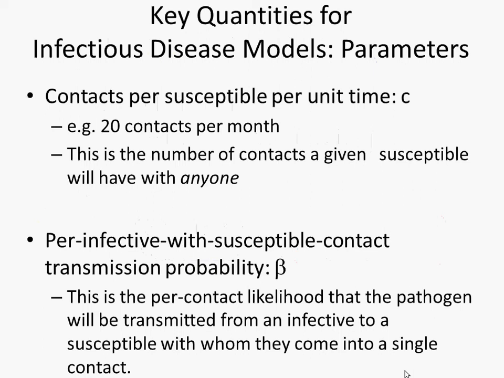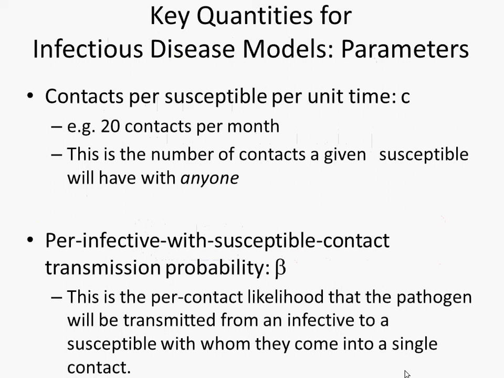So this is the number of contacts a given person, and by extension a susceptible, will have with anyone. But we're assuming here that it's the same for susceptibles and infectives. We could introduce extra complexity that would be different, but that's the assumption here. So that's one of the key parameters: persons per day, per person in the population.